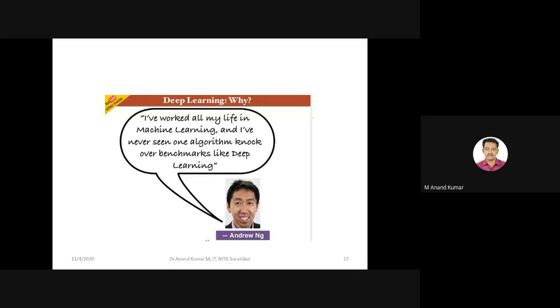Andrew Ng is a very famous person. If you know about the Stanford lectures, his machine learning lectures are very popular. His statement is: I have worked all my life in machine learning algorithms and I have never seen one algorithm knock over benchmarks like deep learning. He is a machine learning person, and he says about an algorithm which knocks all the benchmarks, not in only one domain, but in all domains. That is an interesting fact.